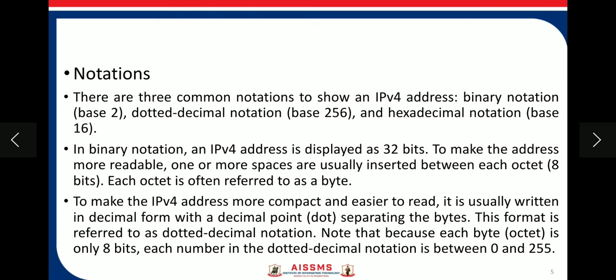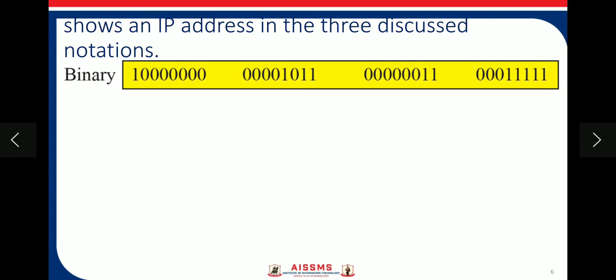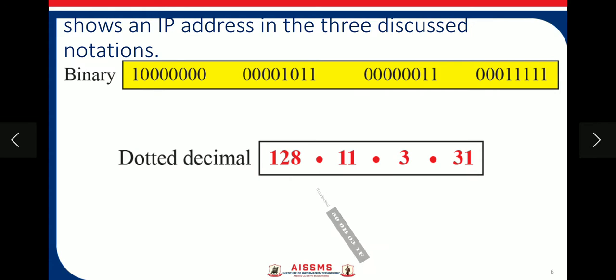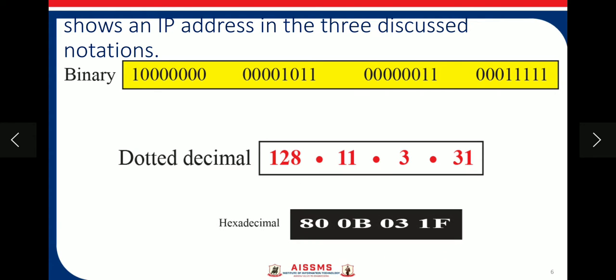Each hexadecimal digit is equivalent to 4 bits. This means that a 32-bit address has 8 hexadecimal digits. This notation is often used in network programming. The figure shows an IP address in the three discussed notations: binary notation, dotted decimal notation, and hexadecimal notation.